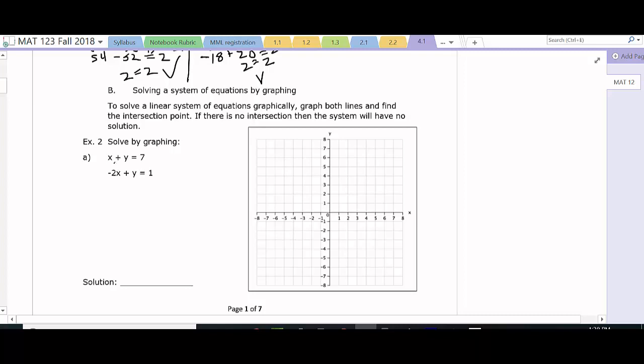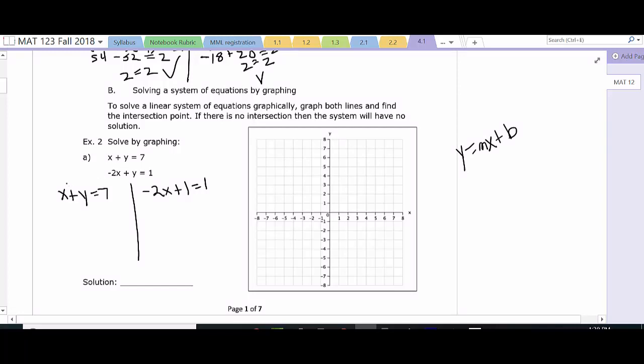All right, so what we're going to do is graph these two lines. The first is x plus y equals 7, and then we have negative 2x plus y equals 1. The easiest way that I've taught you to graph these is to solve these equations for y so that they're in the mx plus b form. Then we can find the slope and y-intercept and graph them. We've already done this.